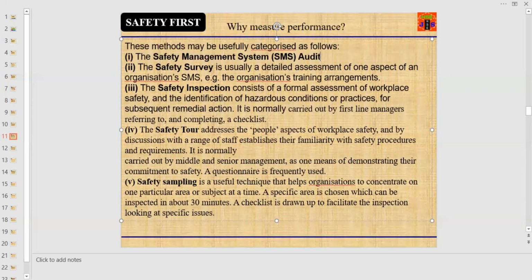Number five, safety sampling. Safety sampling is a useful technique that helps organizations to concentrate on one particular area or subject at a time. A specific area is chosen, which can be inspected in about 30 minutes. A checklist is drawn up to facilitate the inspection, looking at specific issues. So usually there are five monitoring tools or methods: safety audit, safety survey, safety inspection, safety tour, and safety sampling.